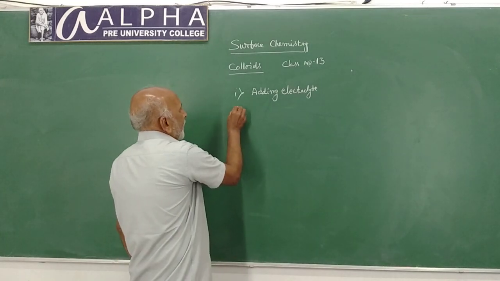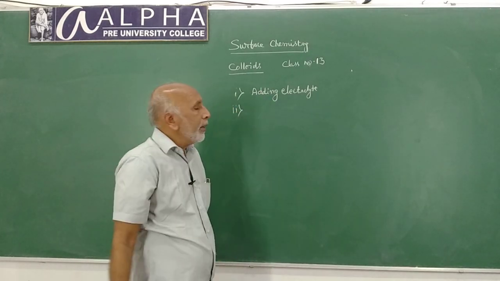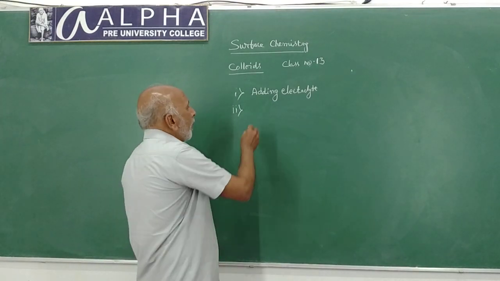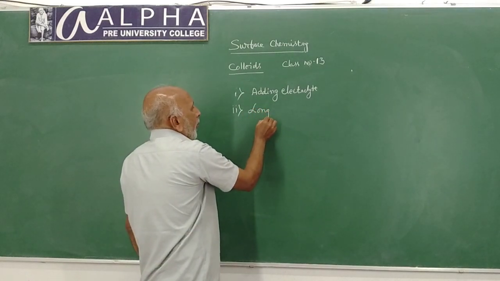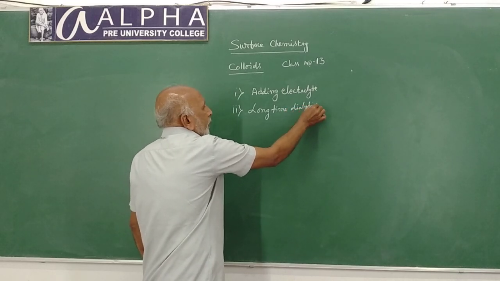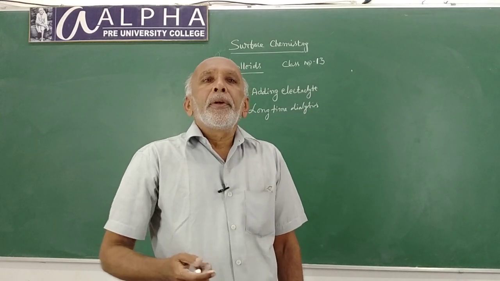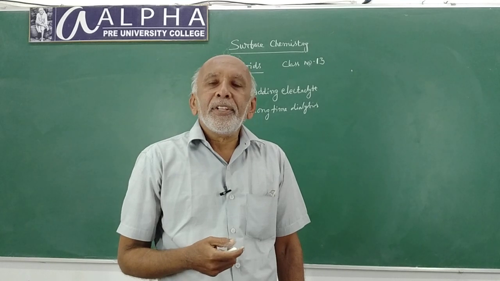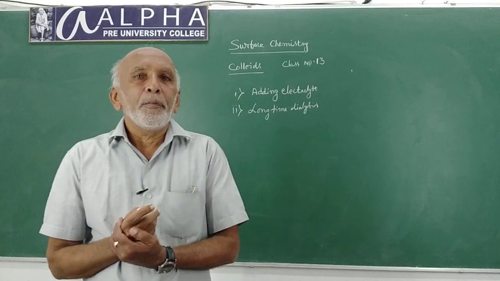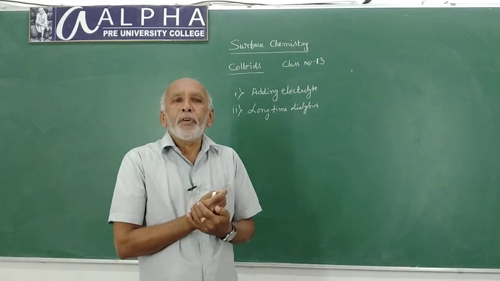Another method, of course there are other methods other than adding electrolyte, is prolonged or long time dialysis. Prolonged dialysis leads to decrease of stability. So long time dialysis leads to formation of ultra pure sol. Ultra pure sols are highly unstable and very quickly undergo coagulation.